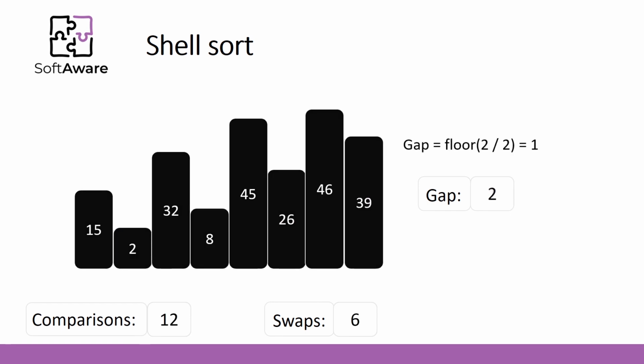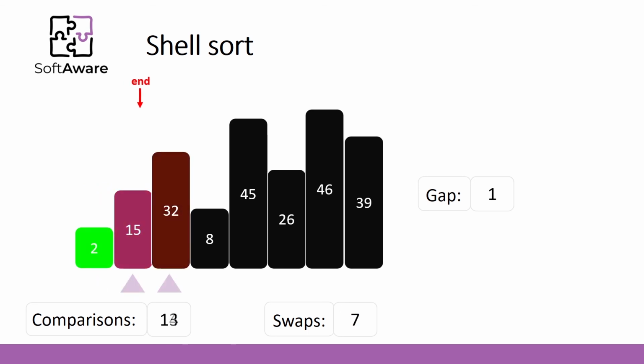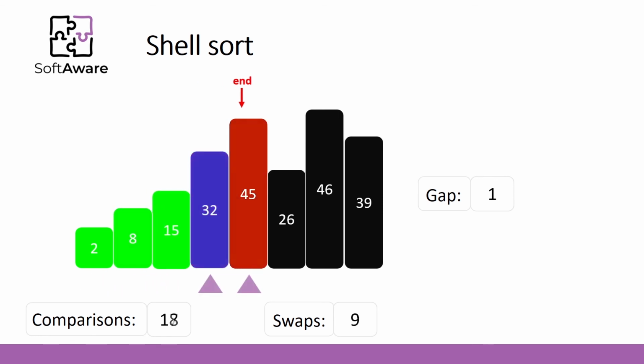In the last iteration, the gap is equal to 1. That means that we sort elements like in insertion sort, marking every inserted element as sorted, in green color.